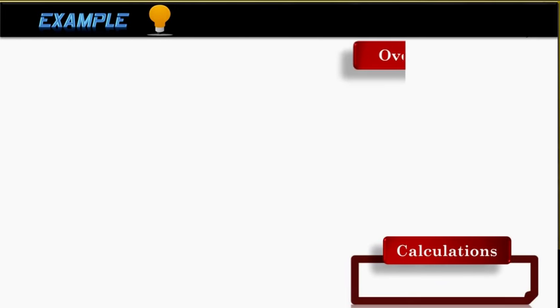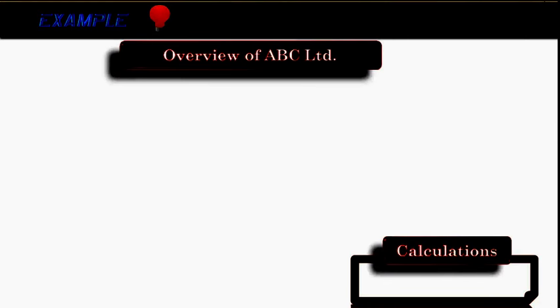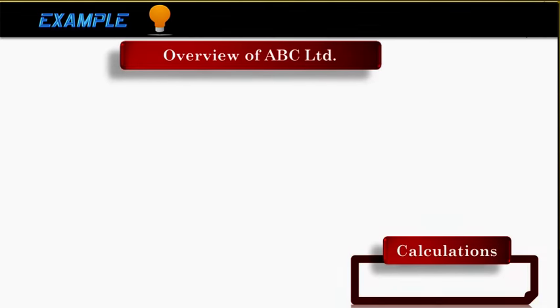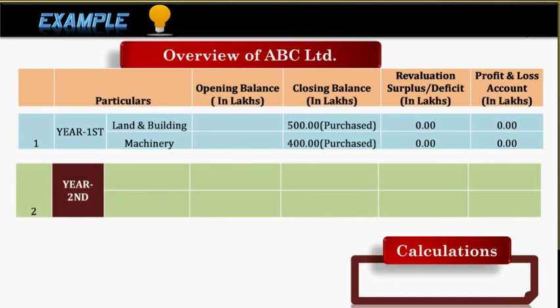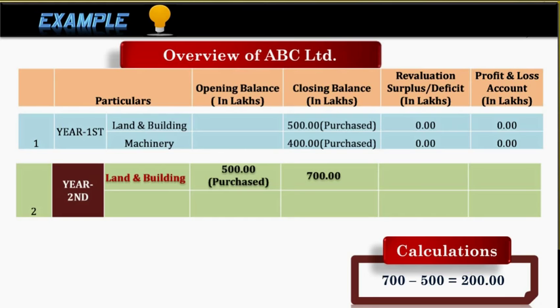So now, let us see the treatment of increase or decrease in the value of assets in the books of accounts. In year 1, it is obvious that there shall be no treatment in the books of accounts. In year 2, we can see that value of land and building have increased from rupees 500 lakhs to 700 lakhs. Thus, revaluation surplus on land and building is 700 minus 500, that is rupees 200 lakhs.